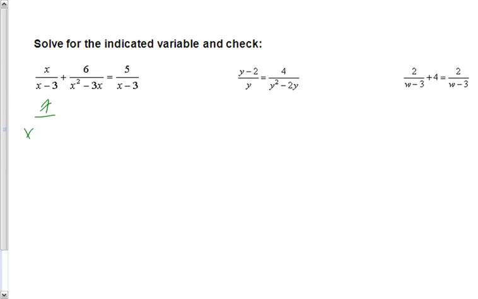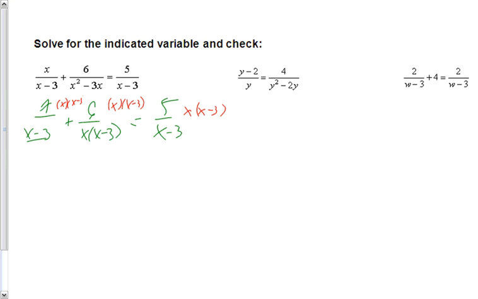So we have 3 questions here. If I take a look at this one, I'm going to factor the second one, and you can see it's x times x minus 3. That equals 5 over x minus 3. If we take a look, well, what's my LCD? They all have an x minus 3. They're missing an x, so I'm going to multiply them by x times x minus 3. Okay, cancel out. Again, we should have no fractions left.